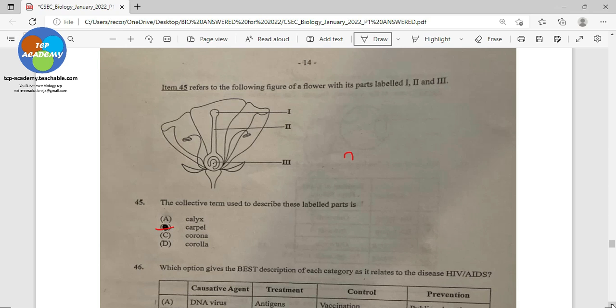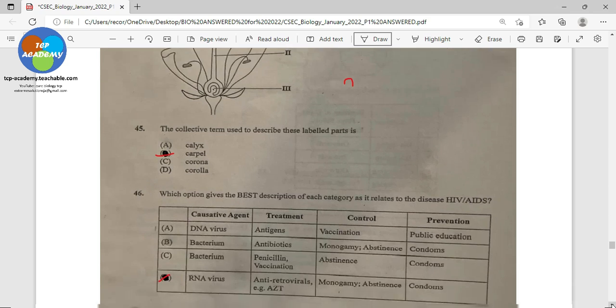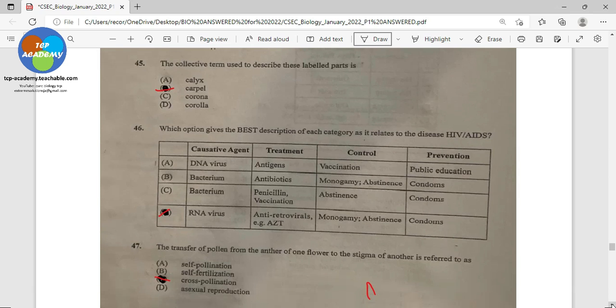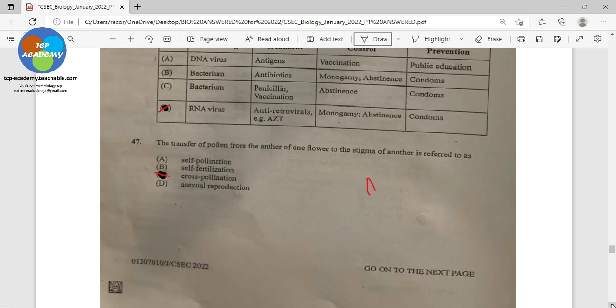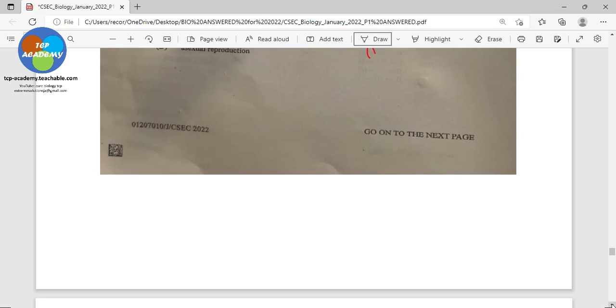45 is a new question, and the female portion of a plant is called the carpel. That's from your textbook. 46 is an old question, answer there being D. 47, a new question, and I'll read. The transfer of pollen from the anther of one flower to the stigma of another flower is referred to as cross-pollination.